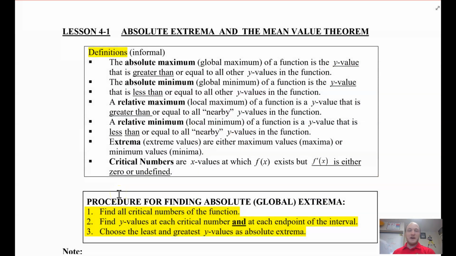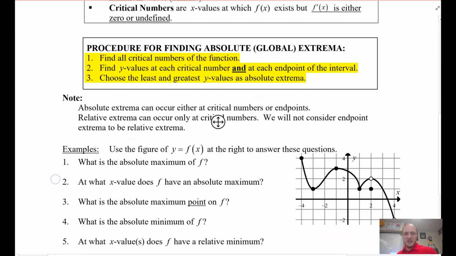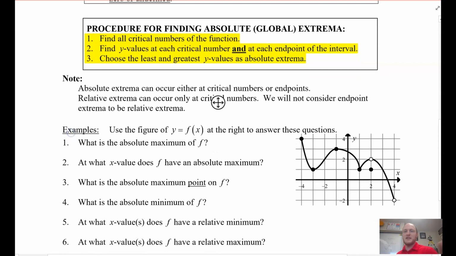Now here are some definitions, and these are just informal definitions. Please feel free to pause the video and cover these terms: absolute max, absolute min, relative max, relative min, and extrema, okay? And also critical numbers. So go ahead, pause the video, give those a read, okay? And then here is the procedure for finding the absolute or global extrema.